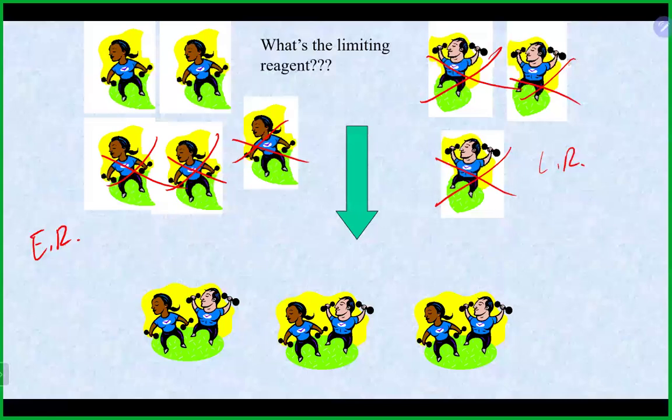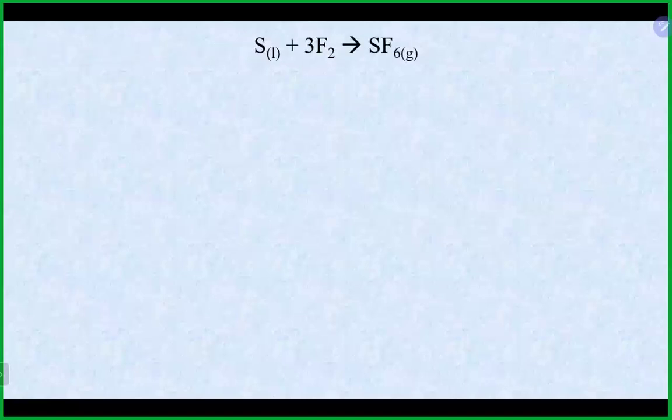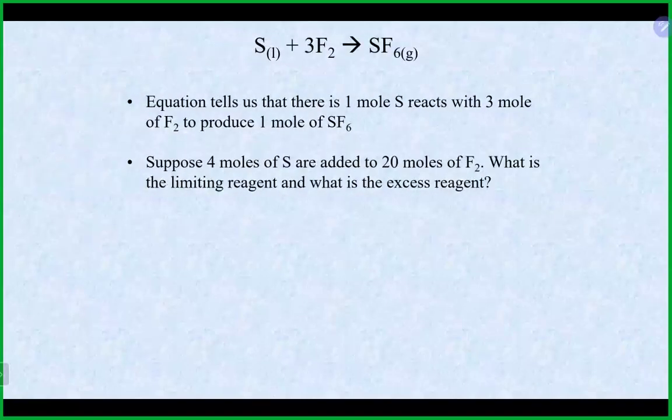We could also figure out, which is a common question, how much of the excess reagent is left over at the end of the reaction. In this example, we would have two unpaired people, and that would be how much we have left over. Those are very common questions in these types of problems. You're oftentimes asked, how much product will you produce and how much of that excess reagent will you still have left over?